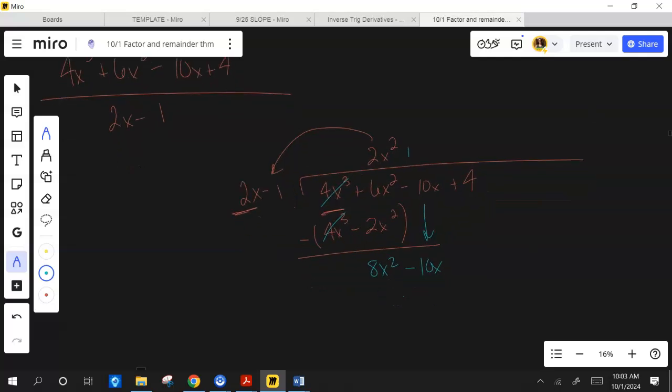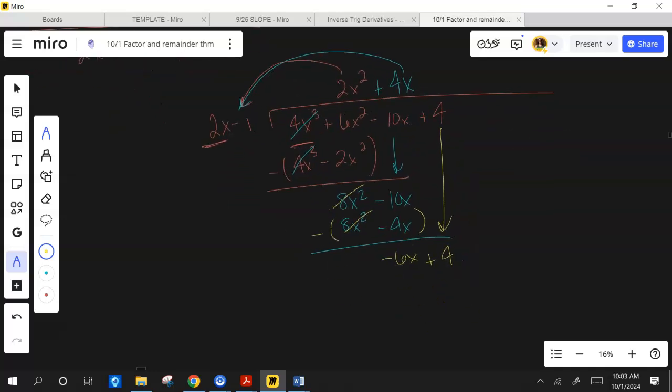4x, positive 4x, yes? Multiply around. What's 4x times 2x? 8x squared. What's 4x times negative 1? Negative 4x. Again, subtracting all of this. Negative 6x. Drop it. And again, 2x times what gives me negative 6x? Negative 3. Multiply.